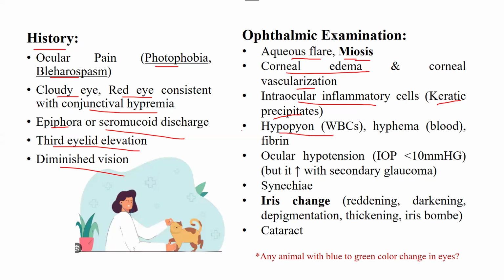Next is hypopyon, the presence of WBCs in the eye, and hyphema, the presence of blood in the eye. Fibrin is going to be present there. Then ocular hypotension. In the case of uveitis, you are going to see the IOP, intraocular pressure, drop to less than 10 mm of mercury.